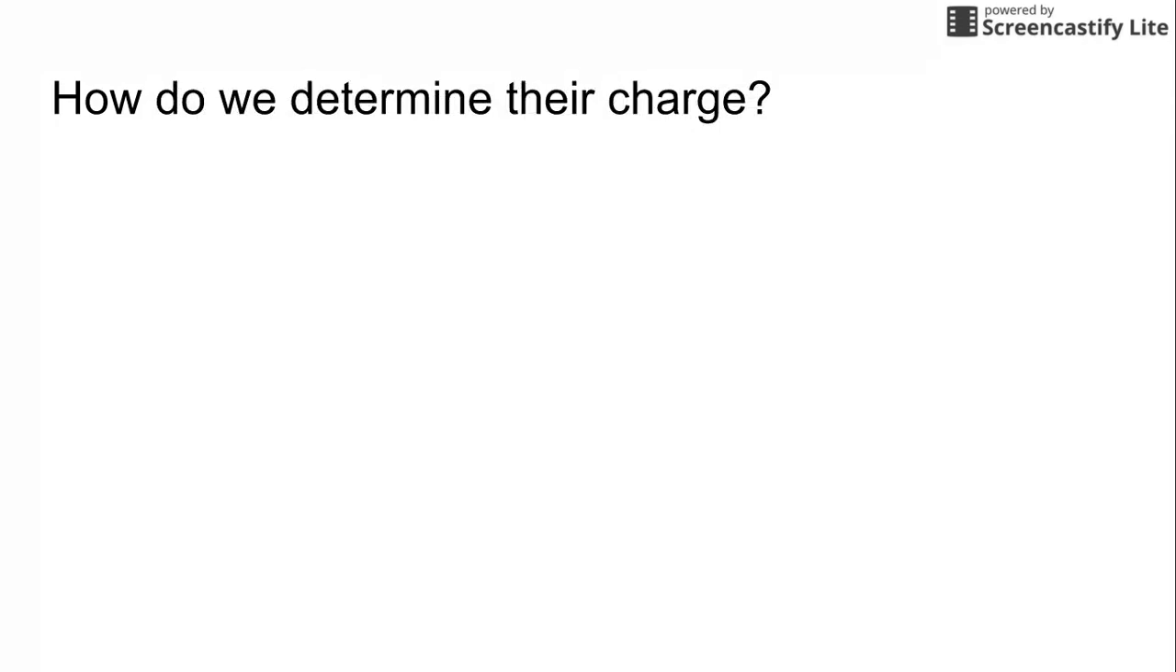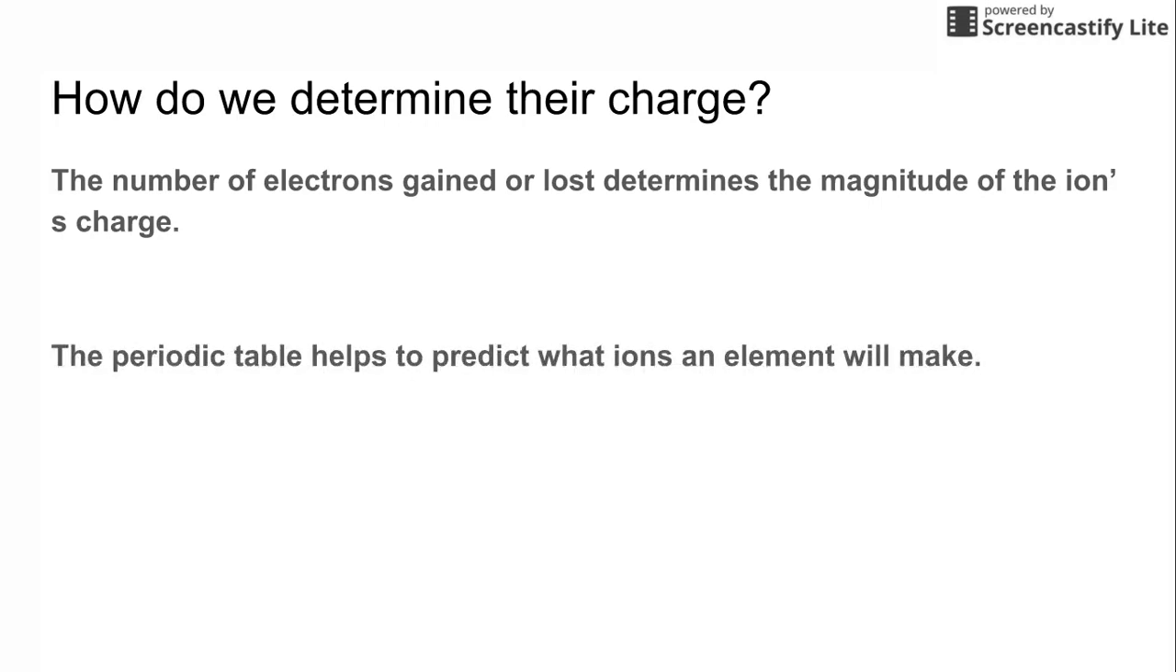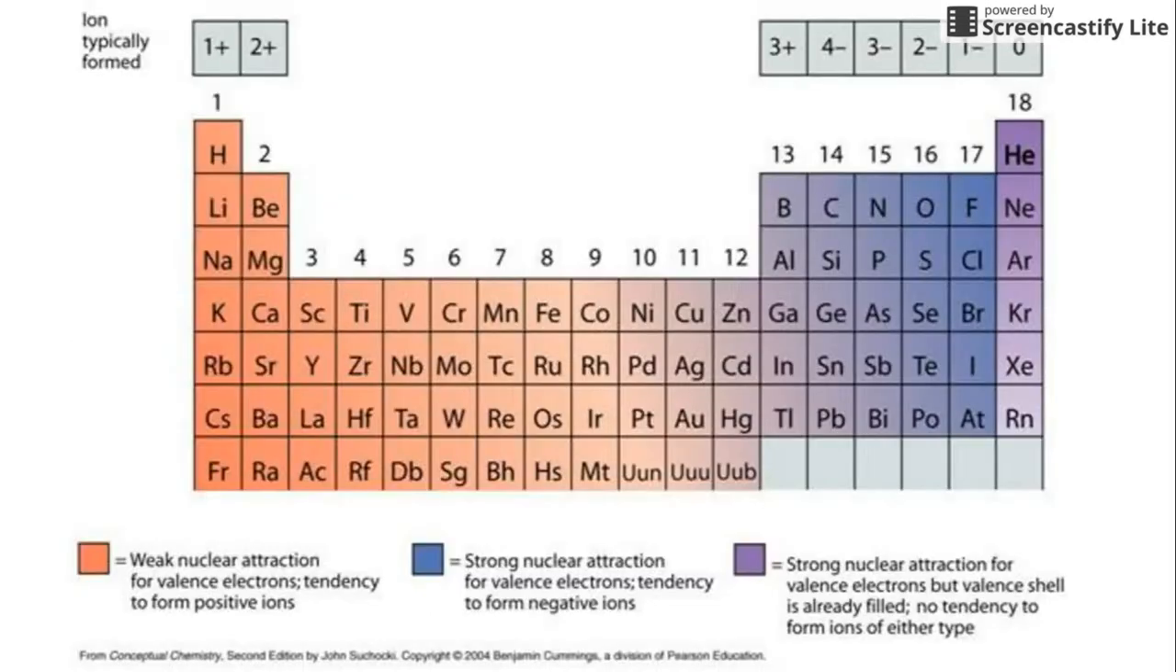So how do we determine their charge? The number of electrons gained or lost determines the actual magnitude of the ion's charge. The periodic table helps to predict what ions an element will make. If you look at this chart right here, you'll notice that anything with a more red color has a weak nuclear attraction, and therefore it has a tendency to form positive ions. And anything that's in the blue has a tendency to form more negative ions.